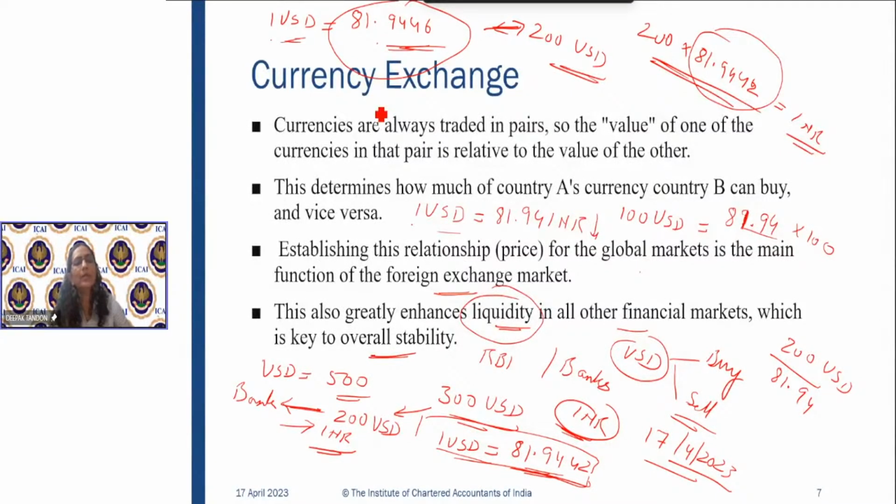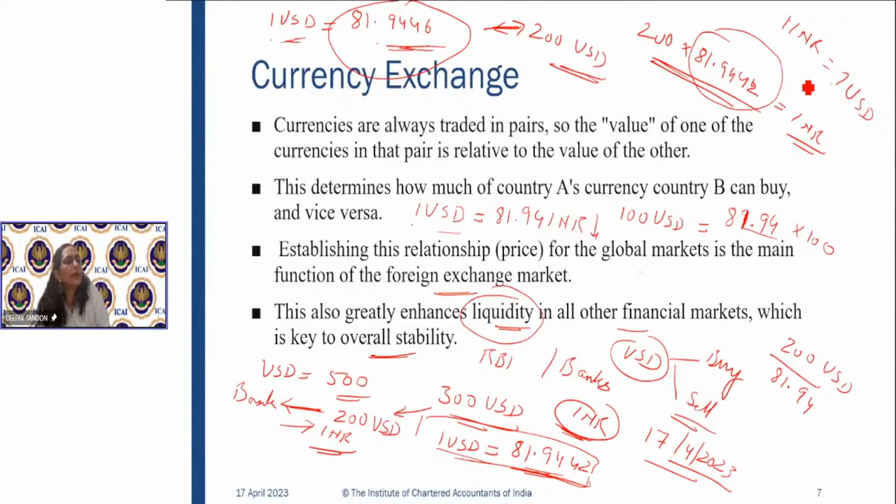Okay, so what we have shared till now: we have shared base currency, variable currency, direct quote. What will be the indirect quote? Indirect quote will be one INR equal to how many USD? So the indirect quote would be if we say 1 INR equal to how many USD?